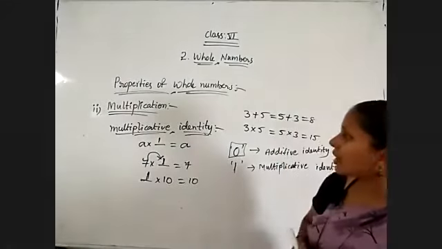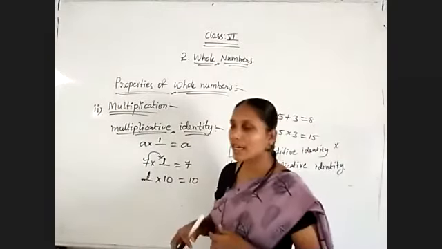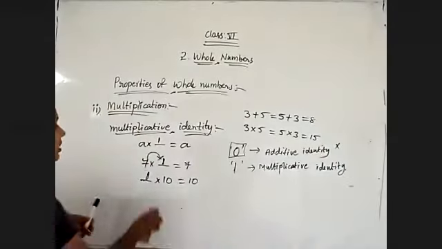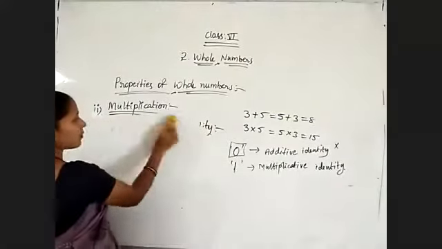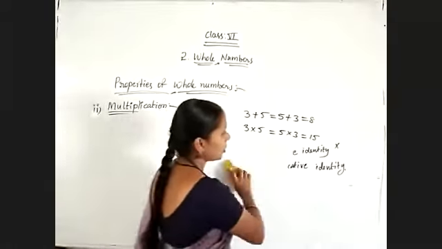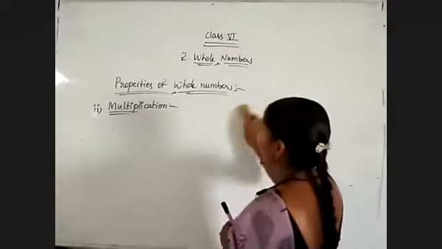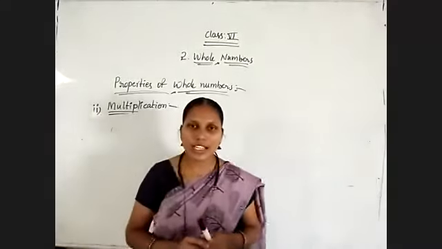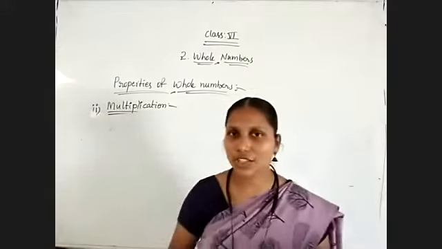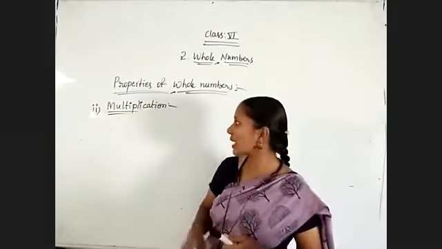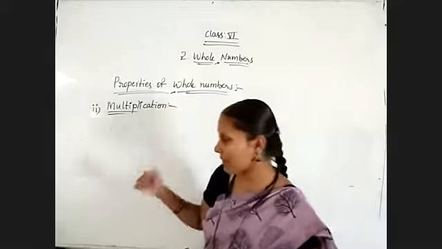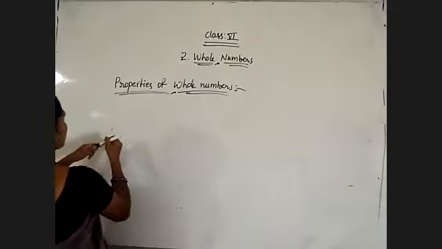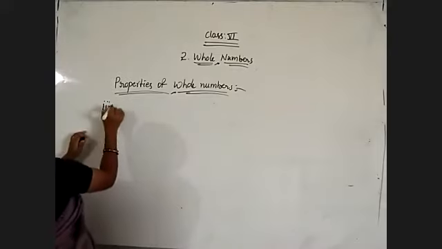Now after this, the same properties we will try to apply on subtraction and division, whether those are suitable or not. So in our first class I told you all the properties of whole numbers are satisfied for addition and multiplication only. Subtraction and division don't satisfy all these properties. We will check them. Now I am checking subtraction first of all.